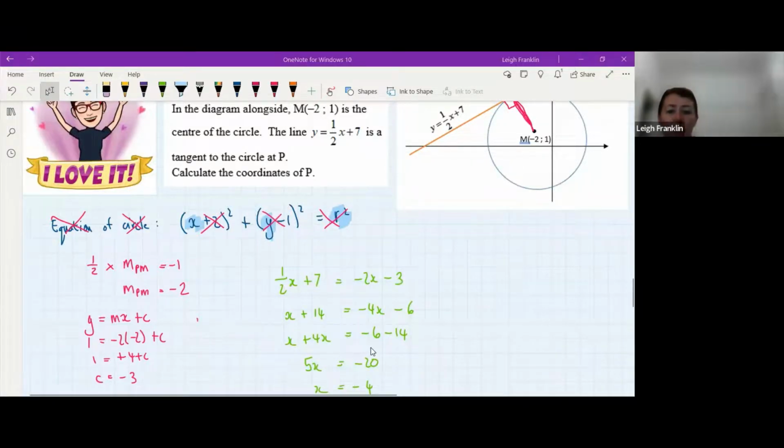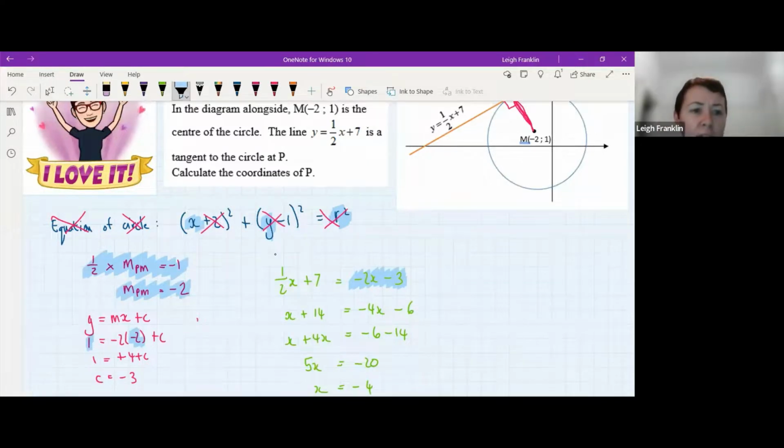Okay, so that's what we were doing, Cassandra. We were first working out the gradient of the radius. That's this bit when Liam was talking. That's the gradient of the radius. Then the radius goes through the center of the circle, which is why I subbed in the points -2 and 1. And then what I got over here was the equation representing the radius line PM.